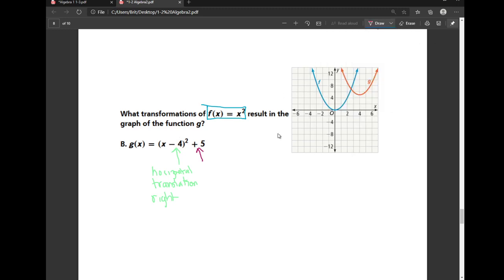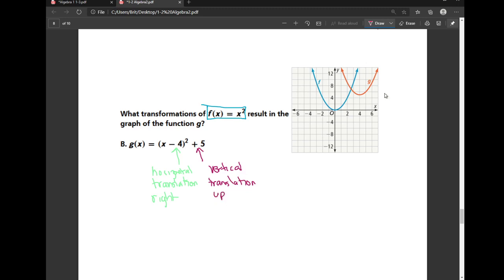And then if we look at the outside here, it's happening outside the parentheses, this +5. So that's a vertical change. It's addition or subtraction, so again, that's a translation. And since it's a +5, that means it's going to be going up by 5.